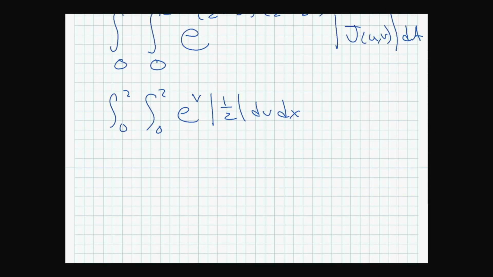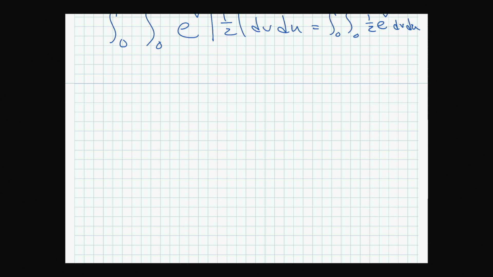Do you see how the integral becomes very simple? 0 to 2, 0 to 2, 1/2 e to the v dv du. I wrote dx, but it's dv du. Okay, so let's just finish that. Let's just integrate.